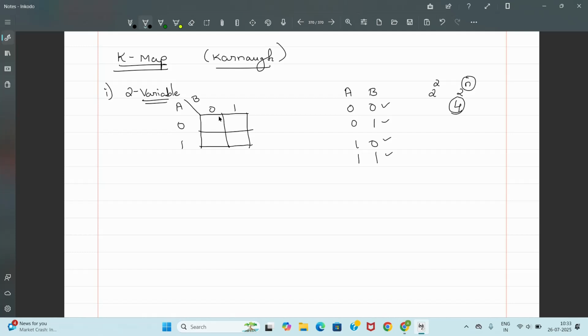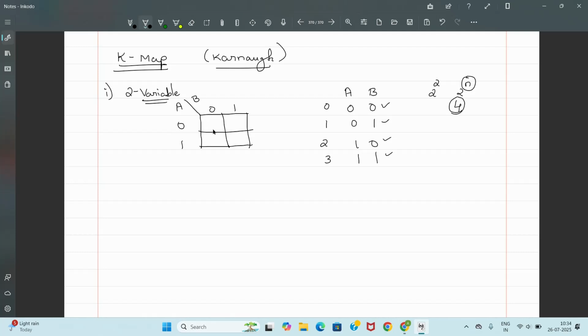Now I have to write the numbers inside these boxes, which we call cells. One box is nothing but one cell. When you have two variables, you have four combinations. In decimal, 0 0 means 0, 0 1 means 1, 1 0 is 2, and 1 1 is 3. I need to write these numbers in these cells.